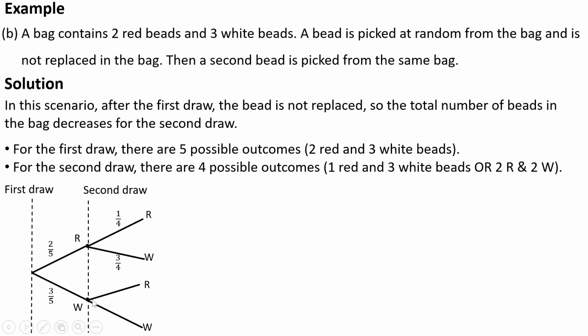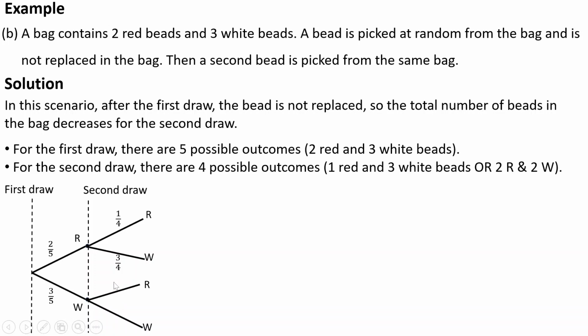Coming to this other branch, it means that if for the first pick the bead was white and then it was not replaced, then this first pick just affected the white beads. The number of red beads stays the same, which is 2. Now, since the white bead here was picked and not replaced, the total number of beads remains 4.